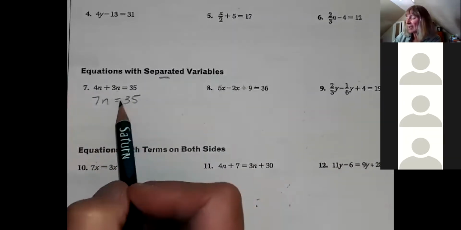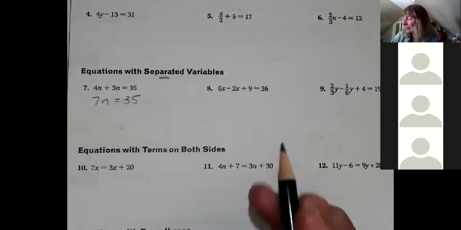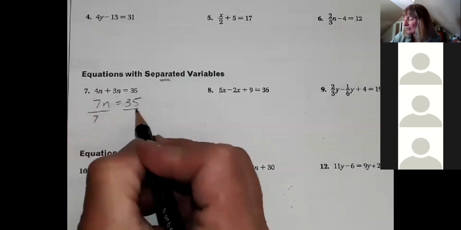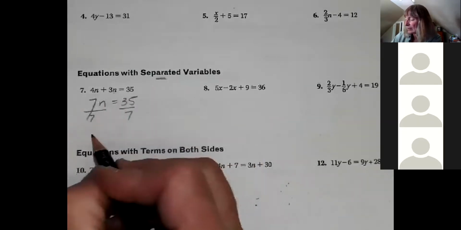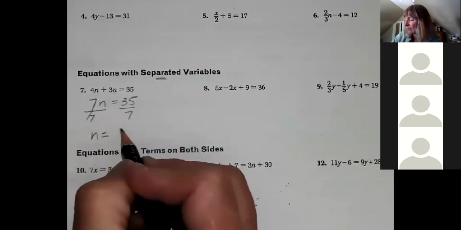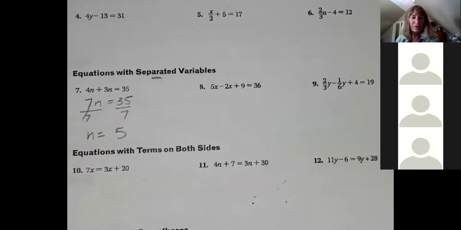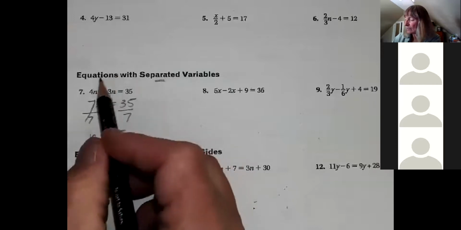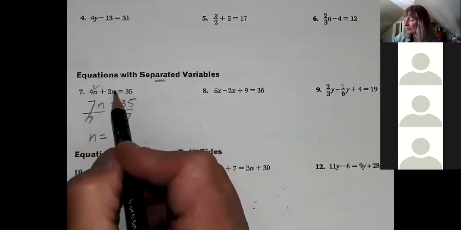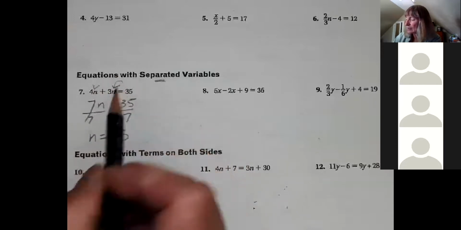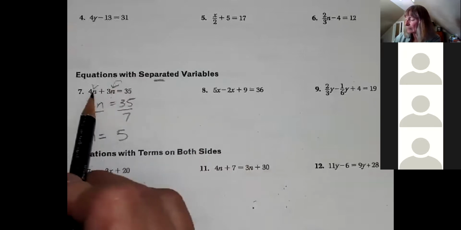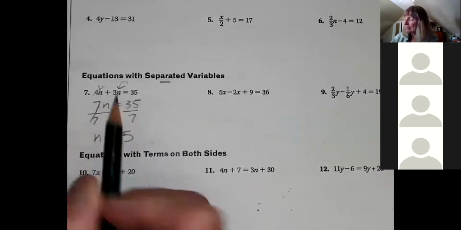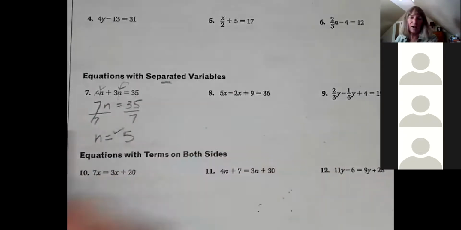And once I've done that, I have this one easy step. Since it's multiplication, I have to divide by 7. N equals 5. And we could check. 5 goes in there, and it also goes in there. 4 times 5 is 20. 3 times 5 is 15. 20 and 15 is indeed 35.